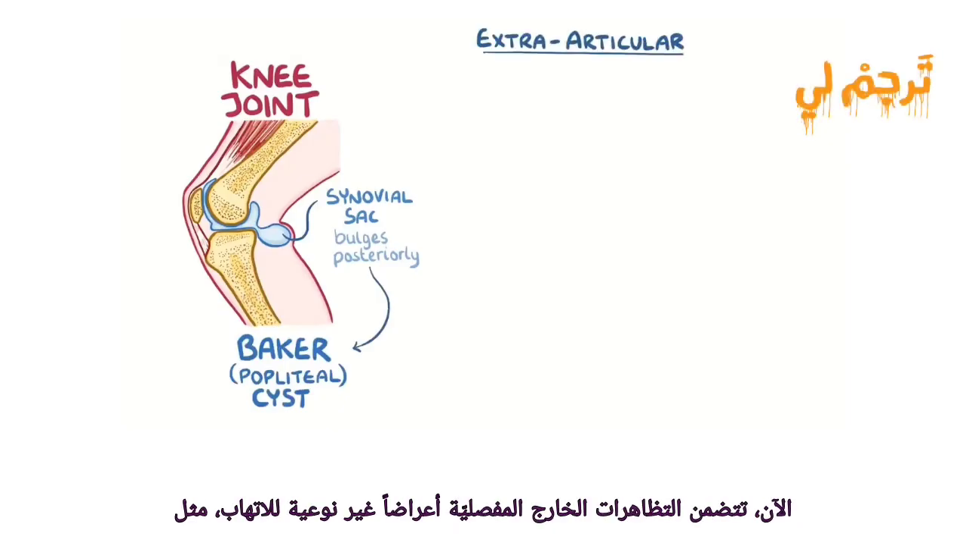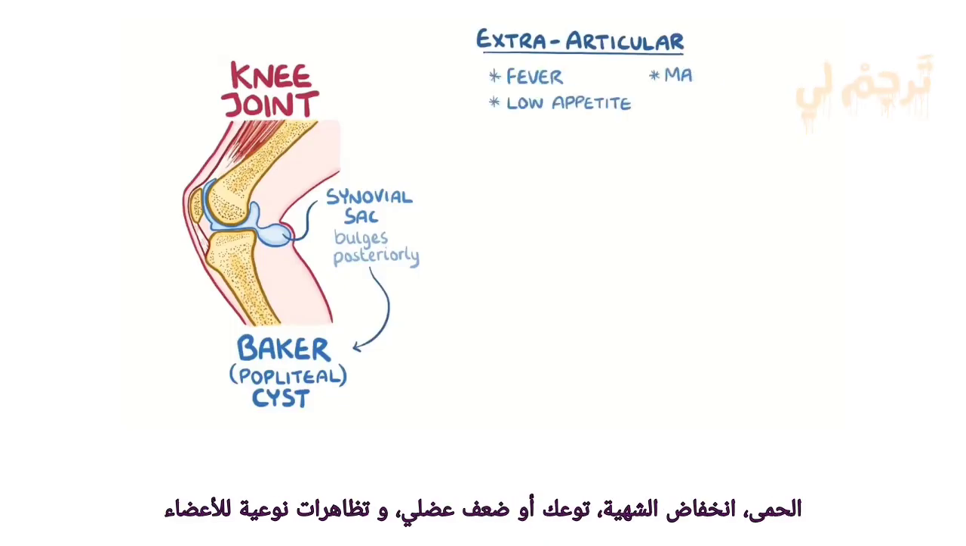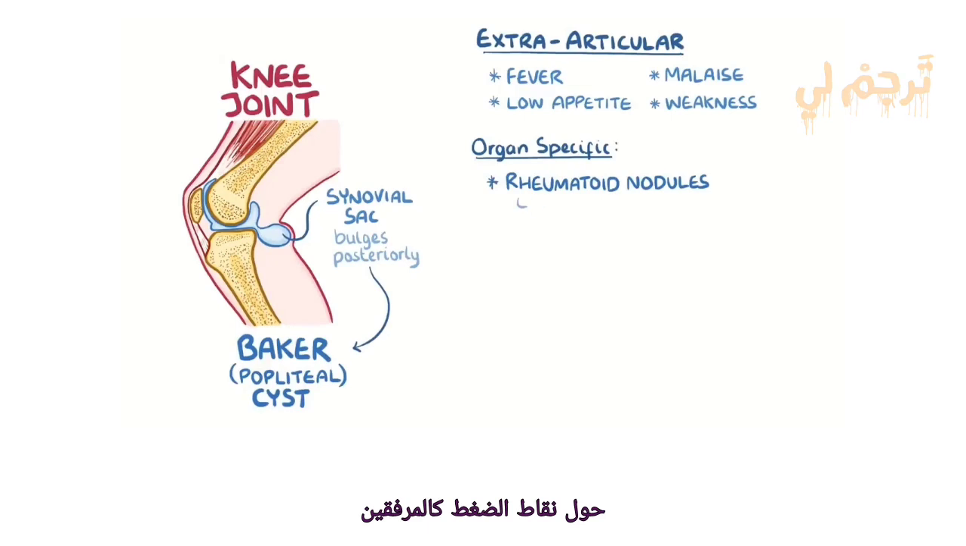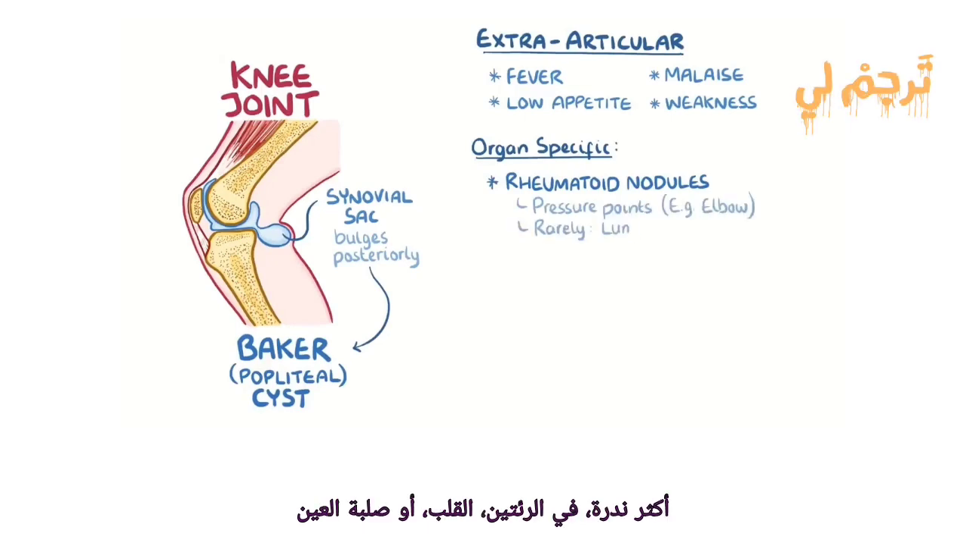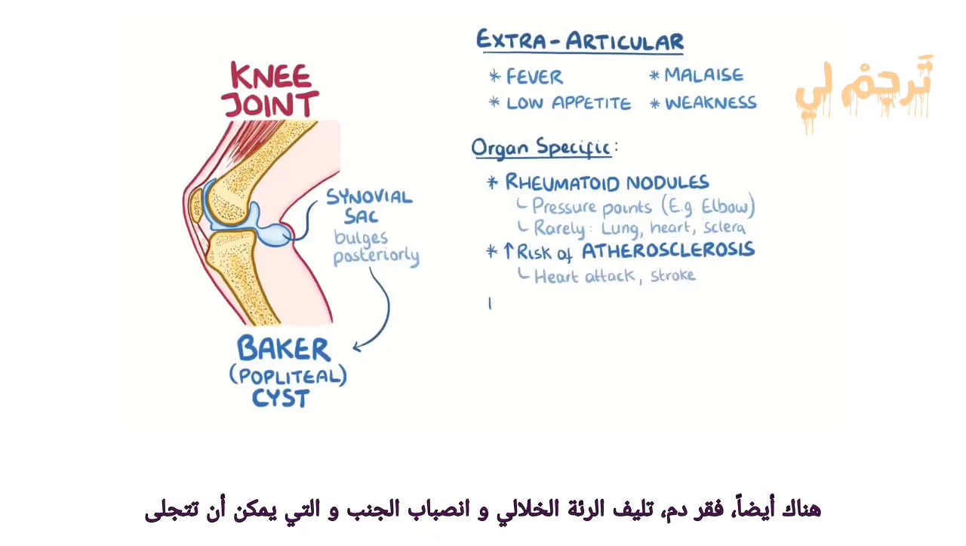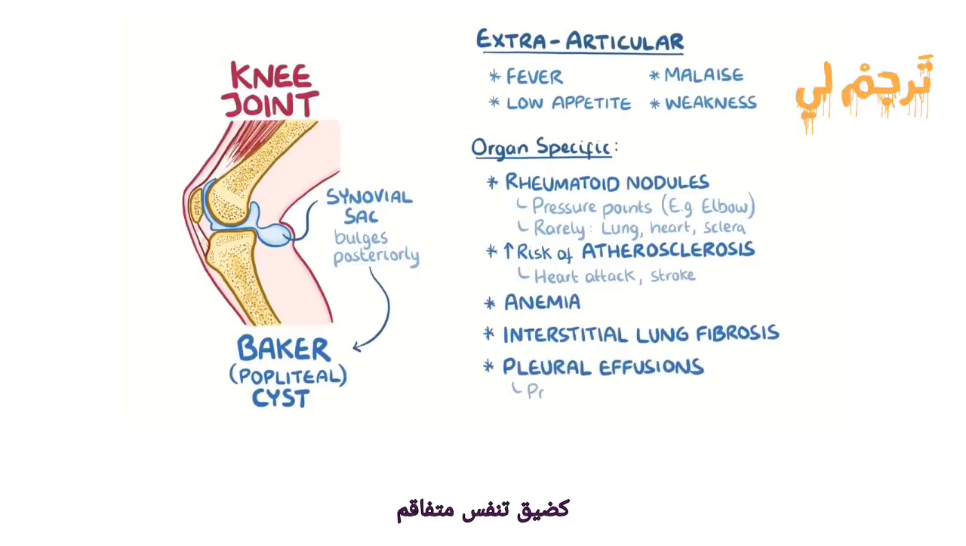Extra-articular manifestations include non-specific symptoms of inflammation, such as fever, low appetite, malaise, or muscle weakness. Organ-specific manifestations include rheumatoid nodules, or firm bumps of tissue, and these are most commonly found in the skin around pressure points, such as the elbows. More rarely, they can be found in the lungs, the heart, or the sclera of the eye. There's also an increased risk of atherosclerosis, and therefore heart attack or stroke. There's also anemia, interstitial lung fibrosis, and pleural effusions, which can present as progressive shortness of breath.